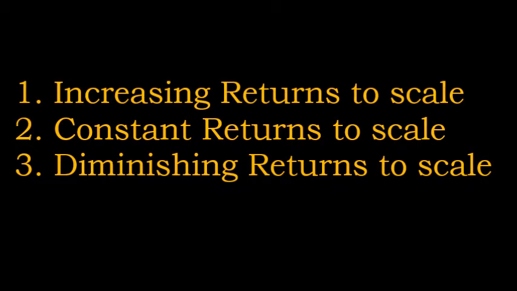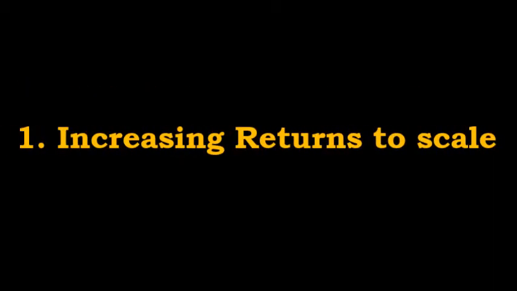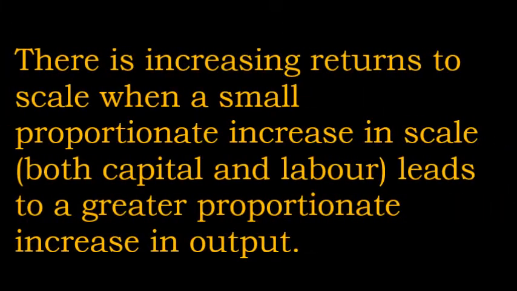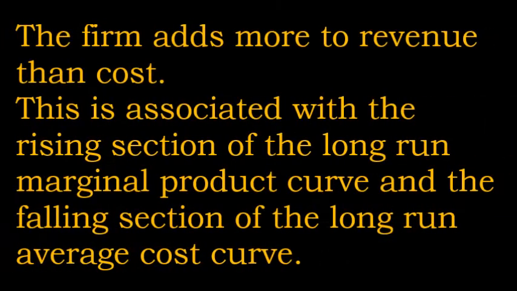Now let's look at 1. Increasing returns to scale. There is increasing returns to scale when a small proportionate increase in scale, both capital and labor, leads to a greater proportionate increase in output. If capital and labor are increased by 50%, output increases by 100%. The firm has more revenue than cost.